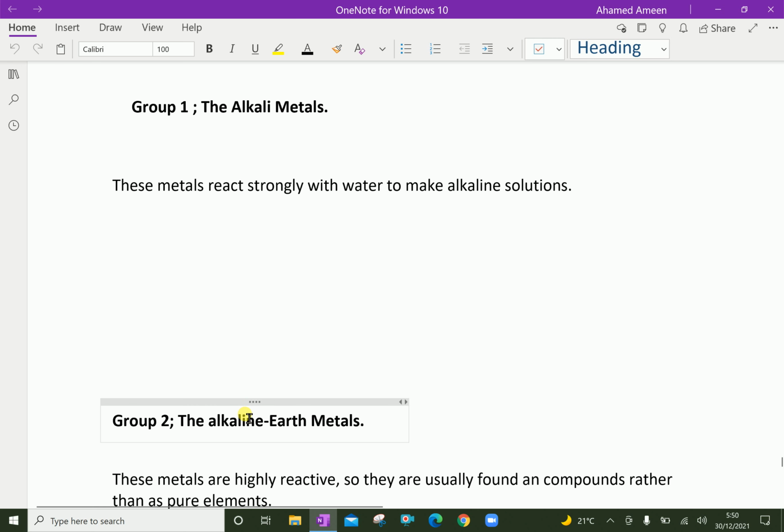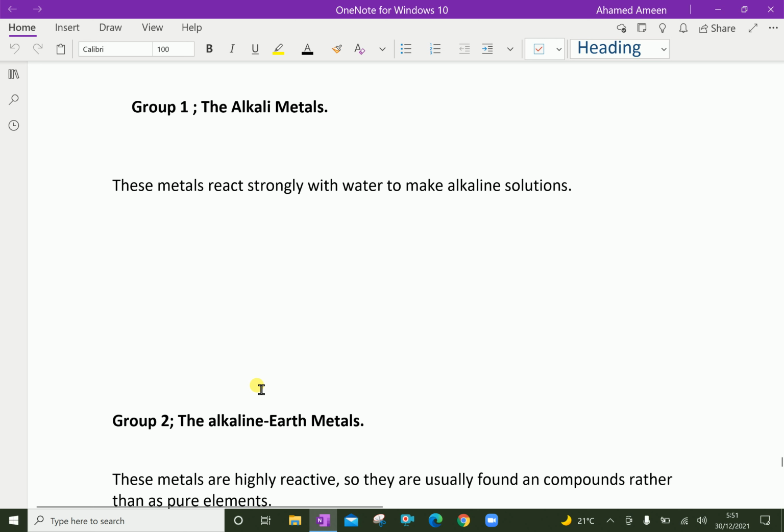Like the alkali metals, the alkaline earth metals are highly reactive, so they are usually found as compounds rather than as pure elements. For example, if the surface of an object made from magnesium is exposed to the air, the magnesium will react with the oxygen in the air to form a compound, magnesium oxide, MgO, which eventually coats the surface of the magnesium metal.